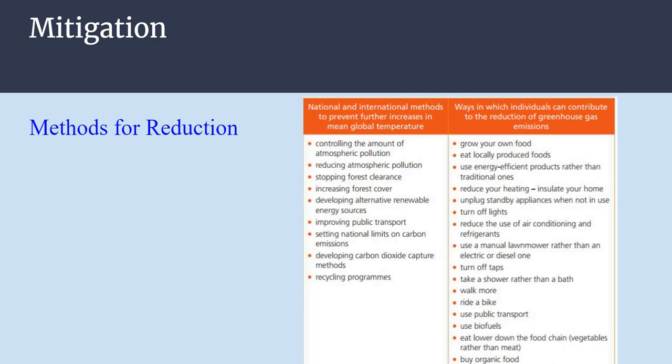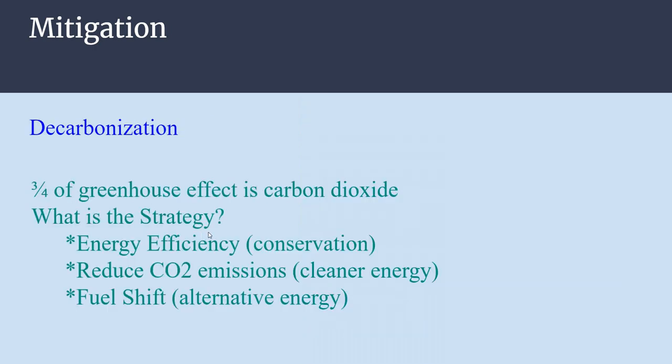Anthropocentric, we could put a carbon tax on it. Technocentric, we could do something like scrubbers on factories, come up with ways to reduce the amount of carbon dioxide that's in there. Another way that's been talked about has been seeding the ocean and increasing the production of plankton to remove carbon dioxide from the air. In general, we call this process decarbonization. That means removing carbon dioxide from the atmosphere.